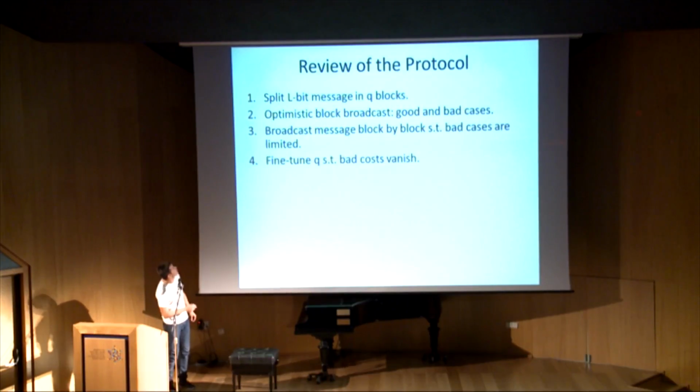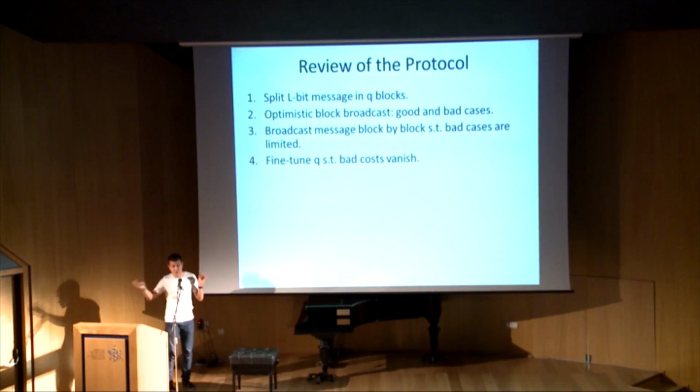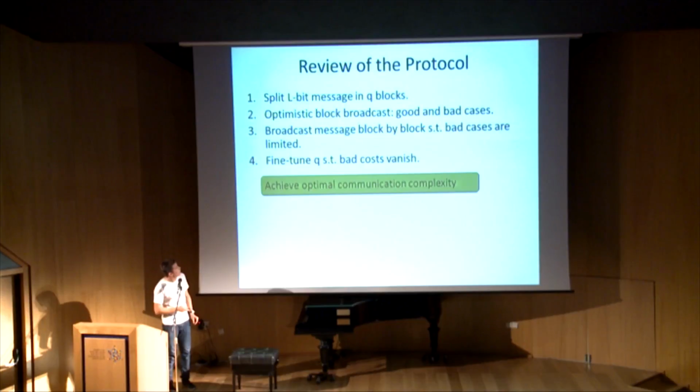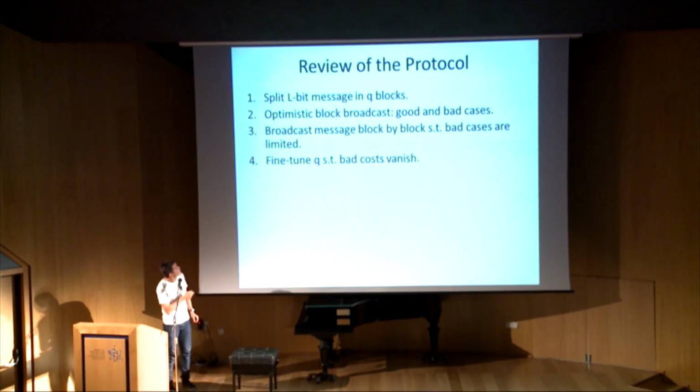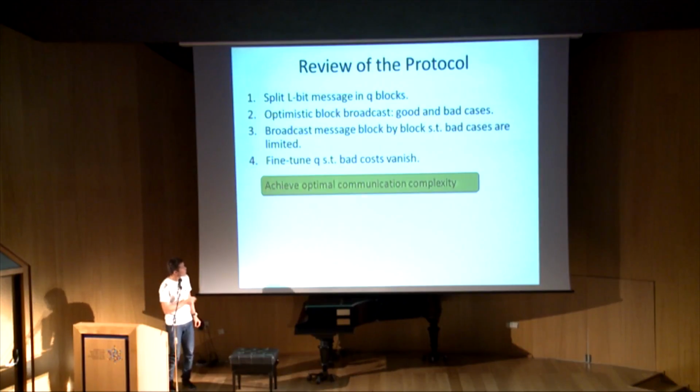Let's review the protocol. It's very simple. We take a very long message, split it into blocks, and we introduce something which is called optimistic block broadcast, and optimistically broadcast our message block by block. Finally, we notice that if we choose the number of blocks to be good, then our total communication complexity is also good. Very simple. Okay, so good. Now we know that it's feasible. We can achieve optimal communication complexity for any number of corruptions.